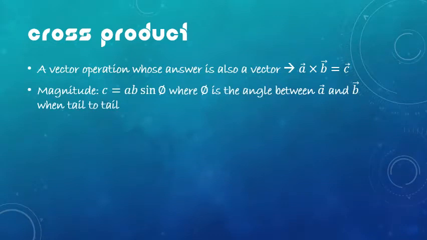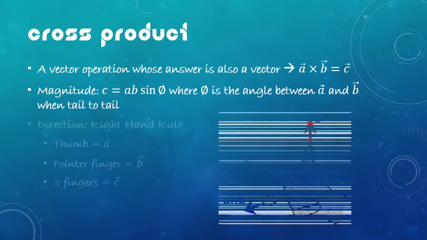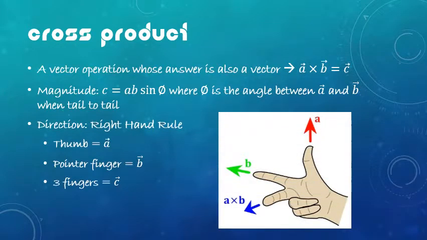We can find the magnitude of the cross product by multiplying the magnitude of each vector, A times B, times the sine of the angle between vectors A and B when they're placed tail to tail. This only gives us the magnitude, and since the resultant is a vector, we also need to find the direction.